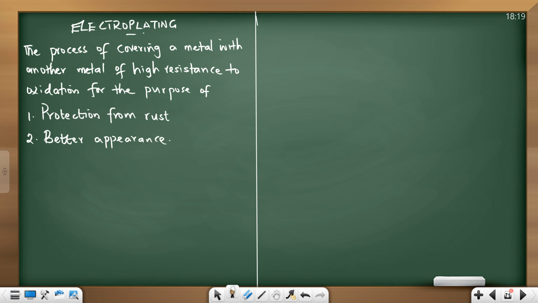And if something appears better, then it has economic value. Make sense? All right. We can add for better appearance. Number 3, to increase economic worth.